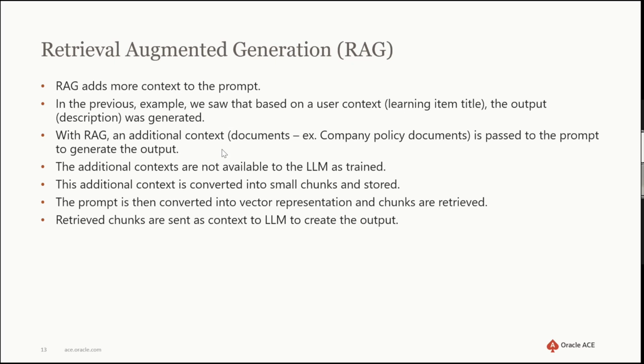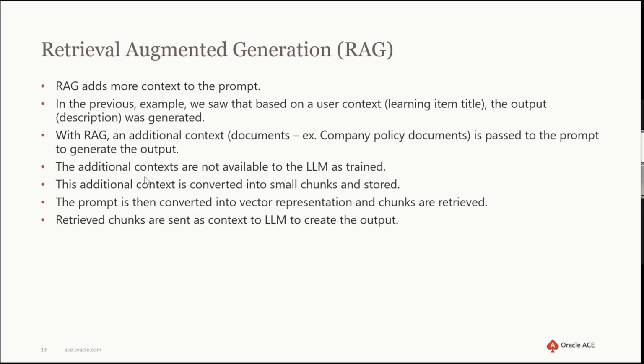So you see, there is a lot of advantage there. It will save a lot of time, and the manager need not go to any other system except Fusion, right? So all the data is available in one place. Okay, so these are the additional contexts which are not available to the LLM as trained, right? So the additional context, basically the PDF documents, right?